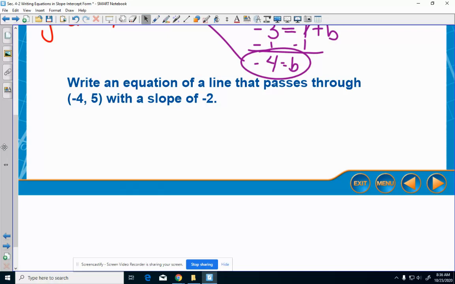So think about using that equation, y equals mx plus b. Fill in all the pieces that you got. You already got an answer? Oh, you so smart.